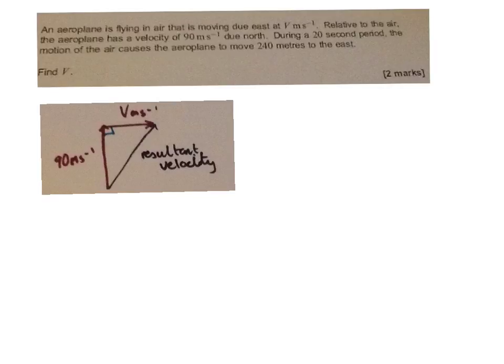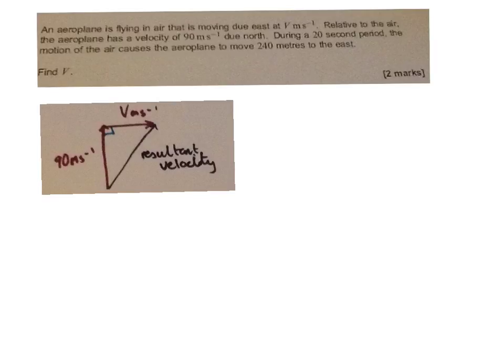Okay, during a 20-second period, the motion of the air causes the aeroplane to move 240 meters due east. Find V. Now, if we look at the triangle, I can't find V yet, just using the triangle because I don't know the resultant. So it's the other information that's going to be the key with this. So we're told that during a 20-second period, the aeroplane moves 240 meters due east.